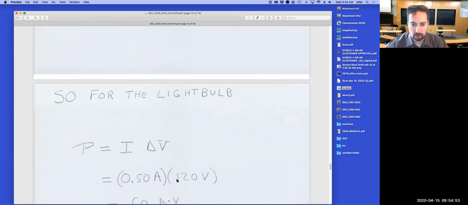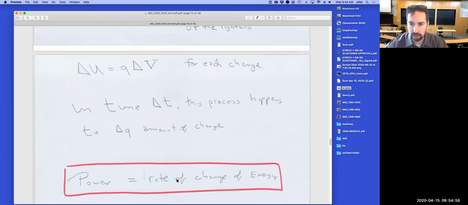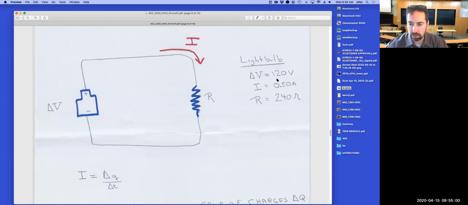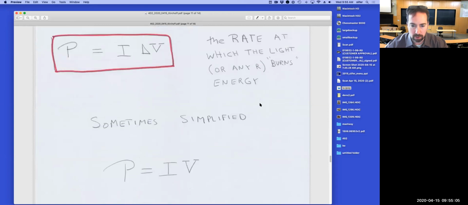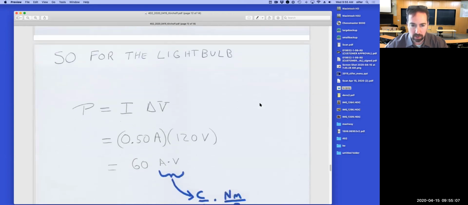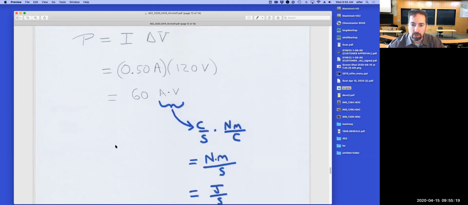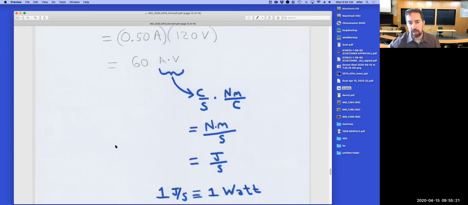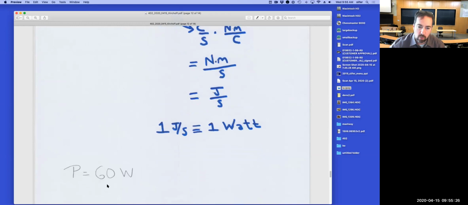And for this light bulb, if I put in the numbers that we started with back up here, I gave you some numbers to start with: this delta V, this I, this R. Typical numbers for a light bulb. If I plug them in here, the current drawn by that light bulb and the potential difference applied across it, we have half an amp times 120 volts. That gives me 60 amp volts. And I start with SI, so I'm going to end with SI. The SI unit of power is watts.